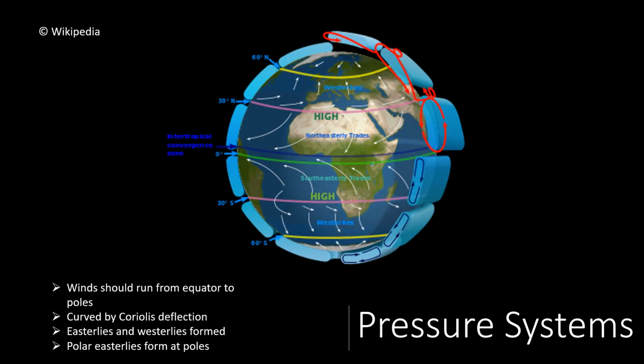As a result, winds are deflected across the Earth's surface into prevailing westerlies and prevailing easterlies. Polar easterlies are also formed as a result of Coriolis deflection, taking effect on the surface winds in polar cells.